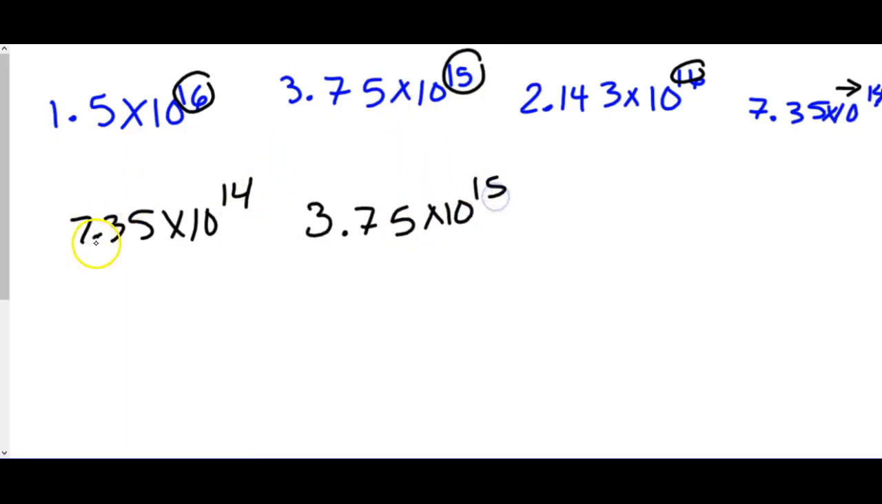So even though 7.35 is bigger than 3.75, if we were to write these all the way out, 7.35 would end up with 1 less 0 than 3.75. So it's actually smaller. So those exponents tell us first what's least and what's biggest. Second, if you do have a matching exponent like our 16s, now you compare the numbers in front. So since 16 is matching on the exponents, we say, okay, well 1.5, that's smaller than 2.143. So 1.5 would be next, and 2.143 would be the biggest.